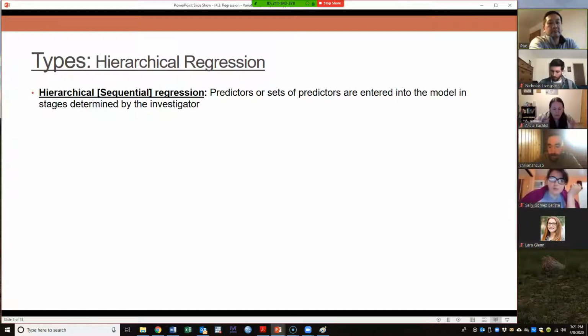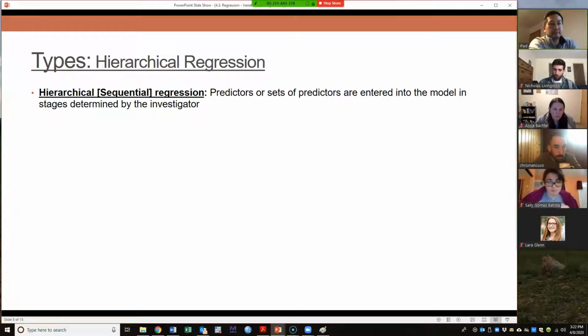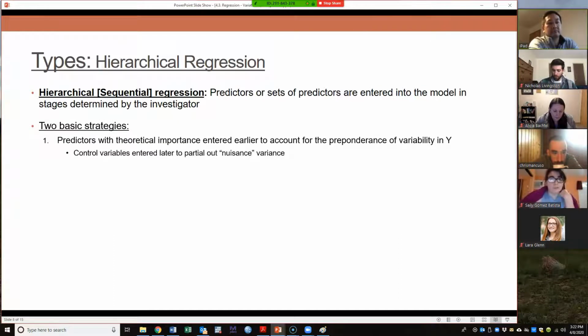Now, a different type of regression is our hierarchical regression. You'll sometimes hear this referred to as sequential regression. What we're doing here is our predictors, or our sets of predictors, are going to be entered into our model at different stages determined by me, the investigator. Typically, there are a couple of basic strategies in terms of our hierarchical regression.